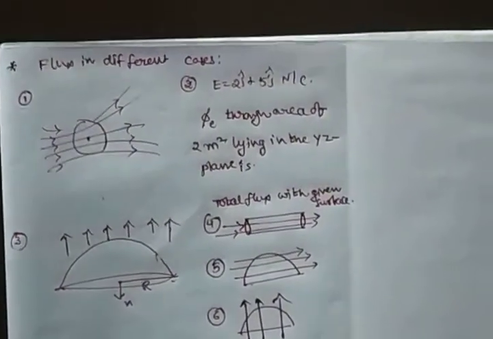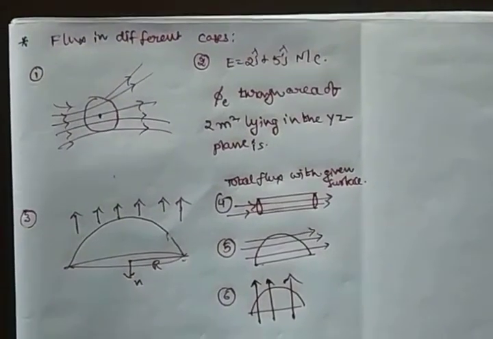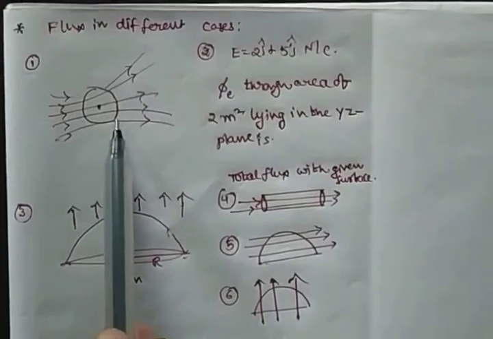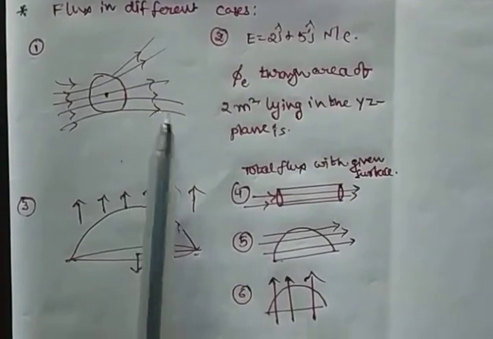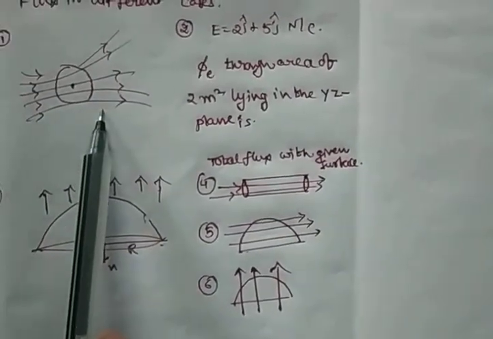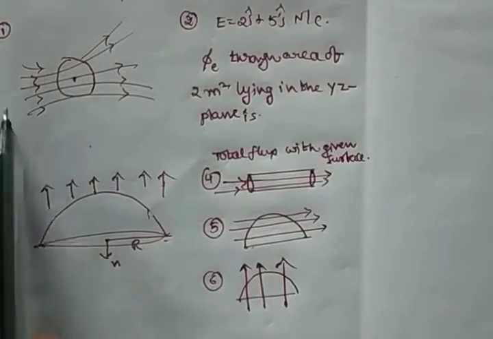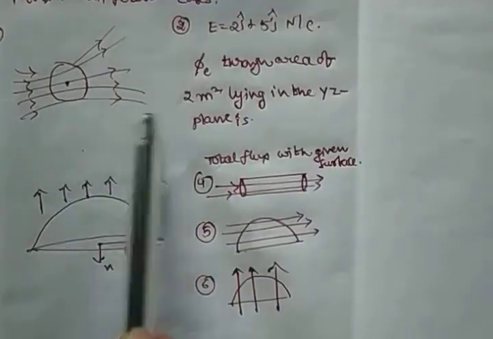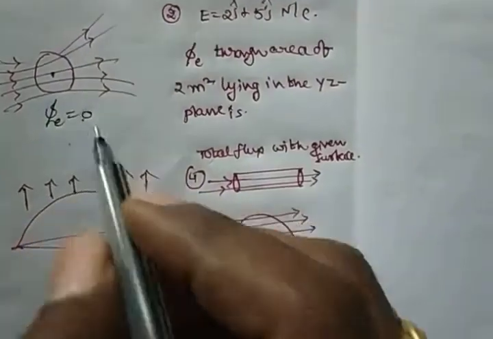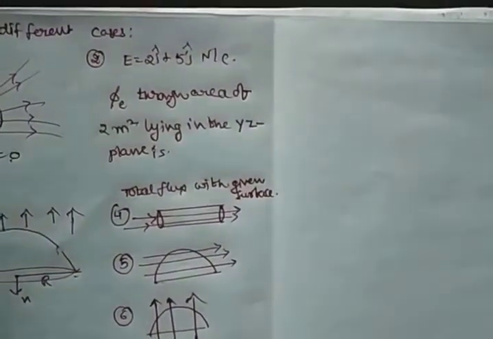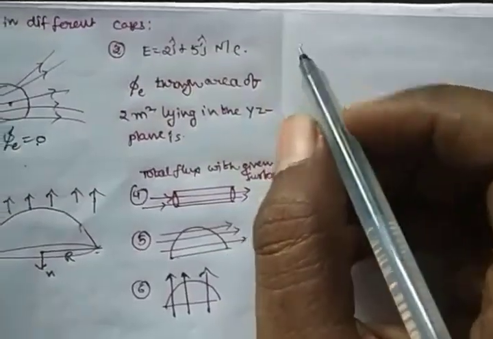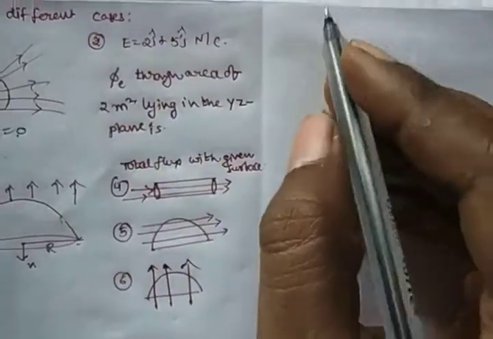Today I am going to discuss the flux in different cases. See the first one. In this, the field is not uniform, but here the flux is entering and that flux is leaving. That means the total electric flux is equal to 0. So in the first case, the total flux is 0.